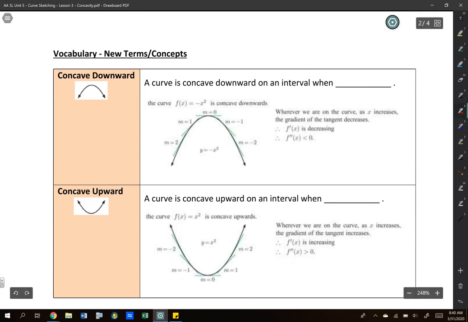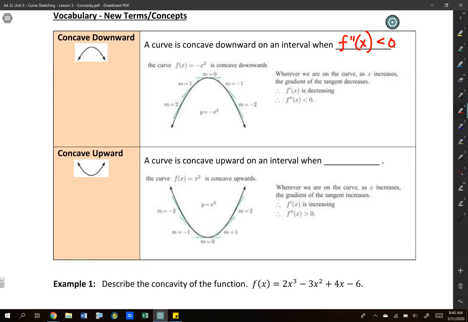The first thing we're going to do is note how we would find where a function is concave downward on an interval. You're going to be looking this time at the second derivative. This is sometimes called the second derivative test. When the second derivative on an interval is less than 0, we know we have a concave downward part of our graph. A curve is concave upward on an interval when the second derivative is greater than 0. I should say greater than or equal to, and less than or equal to 0.